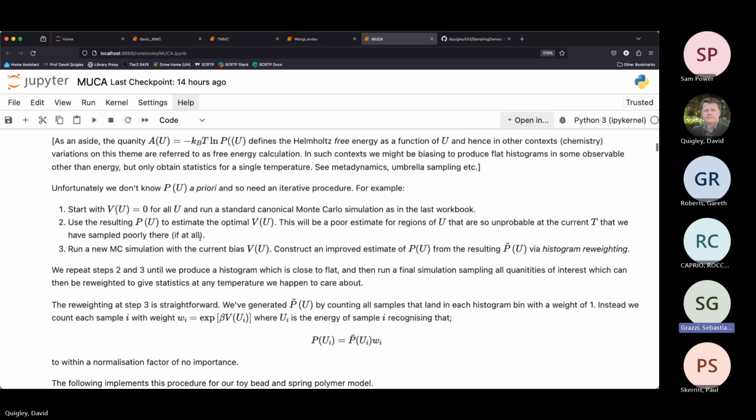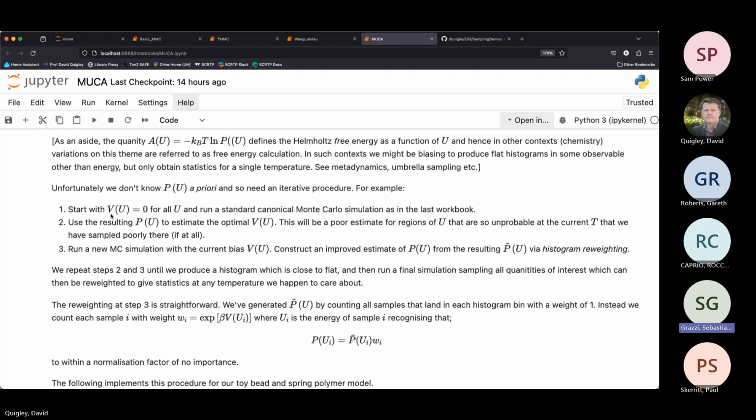So this is the procedure. I'm going to set my bias to be 0. If I had some prior expectation of what I think V of U should be, I could put it in there. I could use that as the bias function and run a Monte Carlo simulation with it. What is the probability distribution I get from that? Invert that to get new weights and iterate.